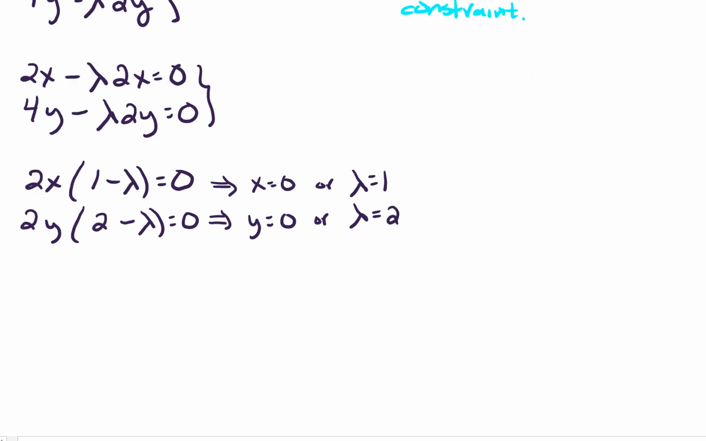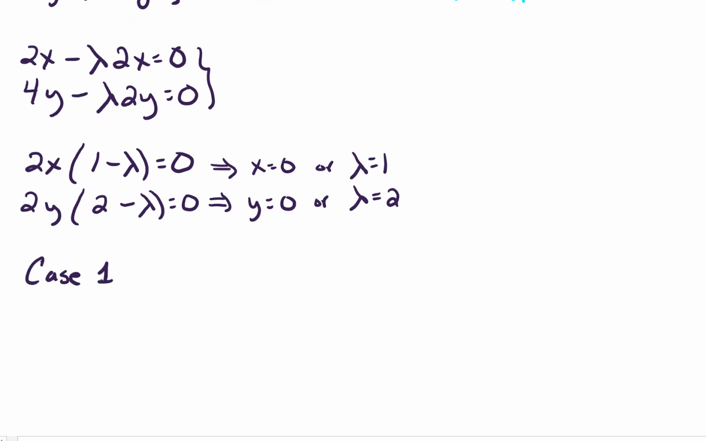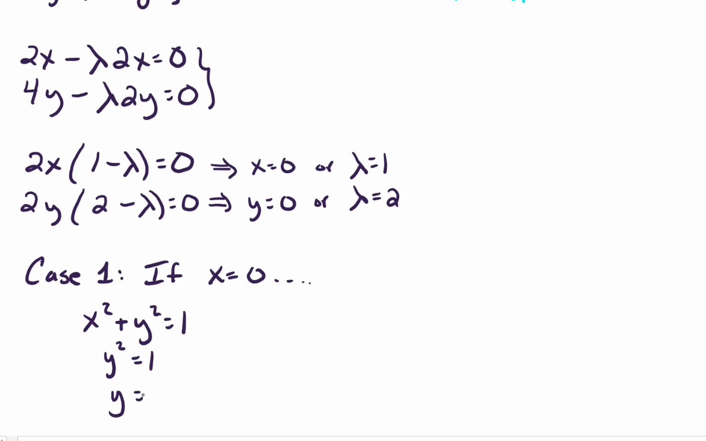So the first case I want to think about, if x equals 0, what does that tell us? Well, we must satisfy the constraint which says that x squared plus y squared equals 1. And so if x equals 0, it must be the case that y squared equals 1. In other words, y equals plus or minus 1. Okay, so we get (0, 1) or (0, negative 1).